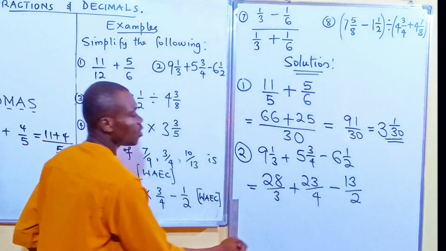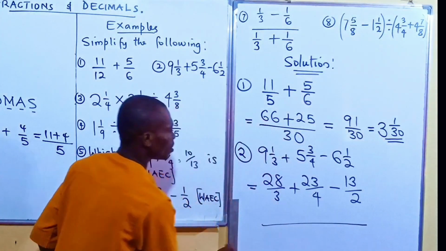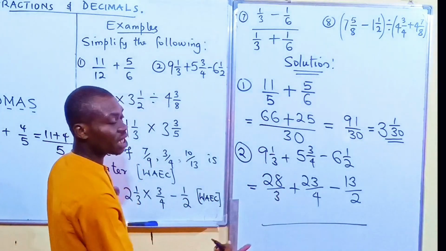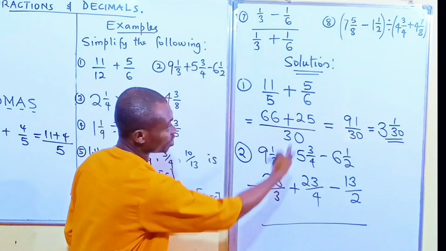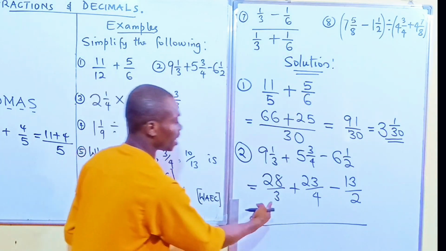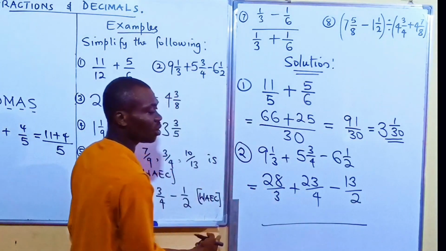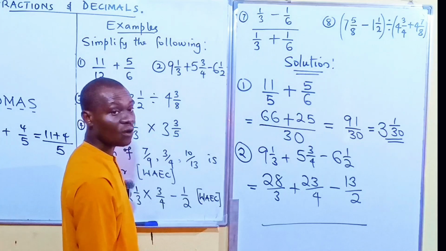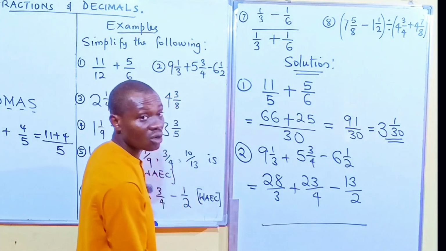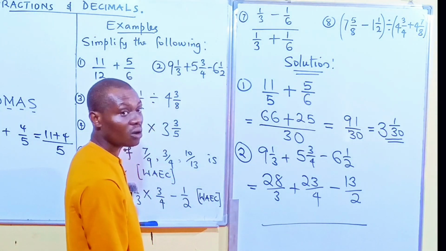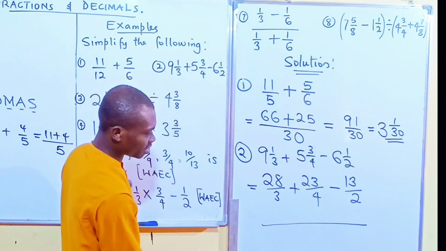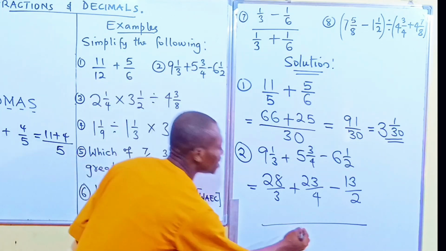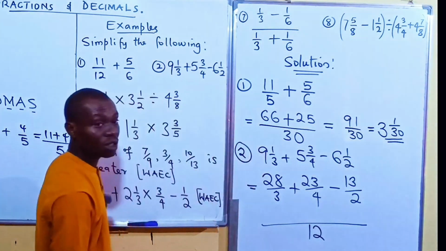So at this point, we can take our LCM, which of course is easy to get, without even using that long division. If you multiply all this, you are going to get 24. But there's a smaller number that all of them can divide, and that is 12. That's the smallest number all of them can divide, so we go with 12.